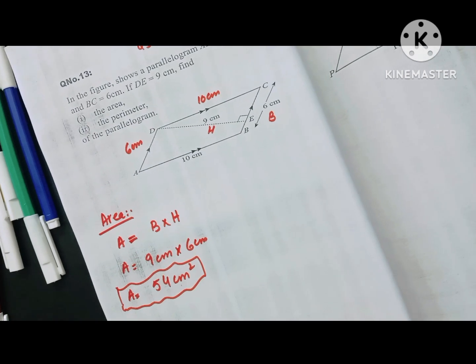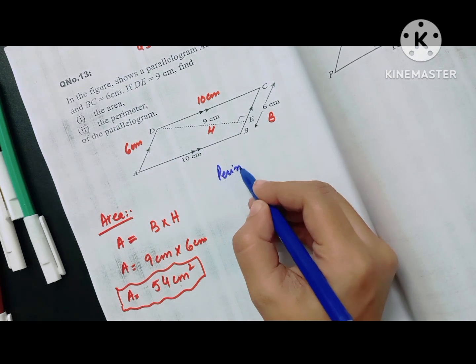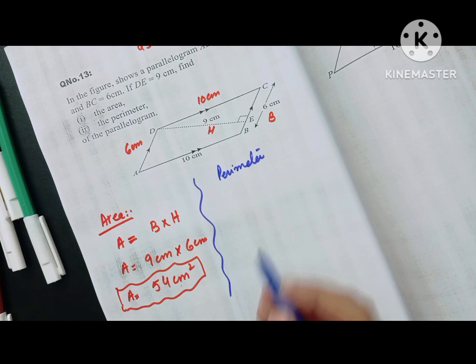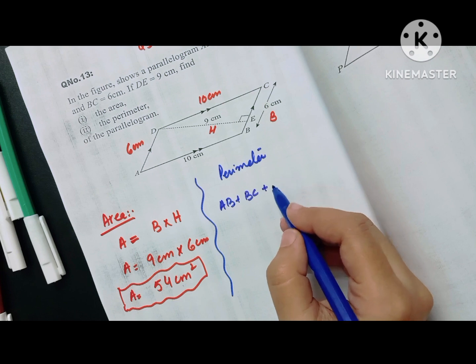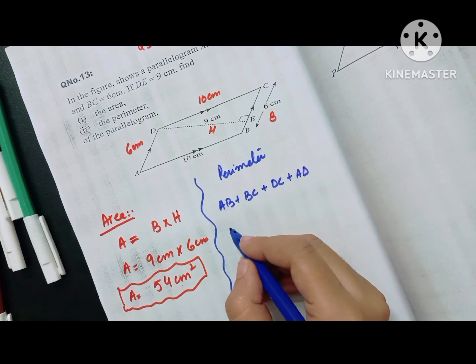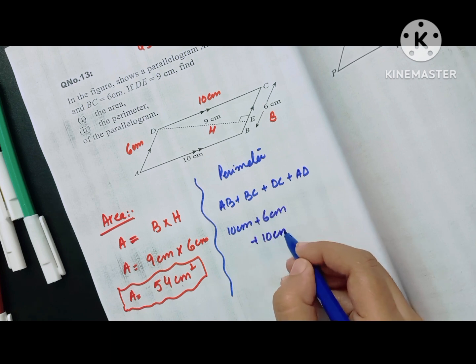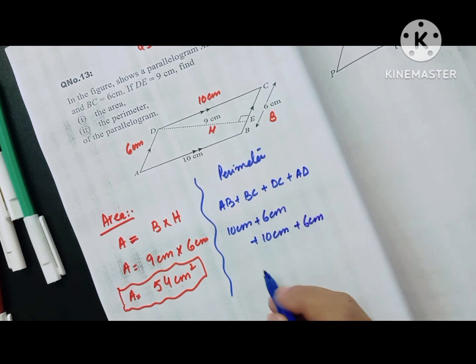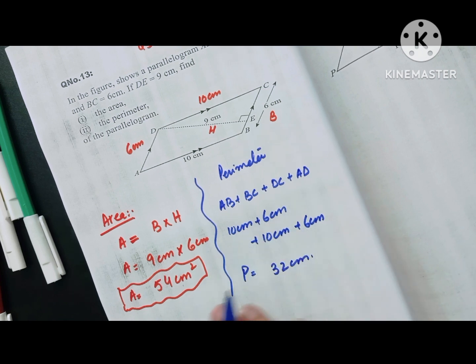And then they are asking to find the perimeter, and the perimeter is very simple, because perimeter means just the sum of all sides. So for perimeter, that is AB plus BC plus DC and plus AD. These are the sides. So we can say 10 centimeter plus 6 centimeter plus again 10 centimeter and plus 6 centimeter. So the perimeter of the given figure is 32 centimeter. That is the simple calculation, that we are adding all the sides.